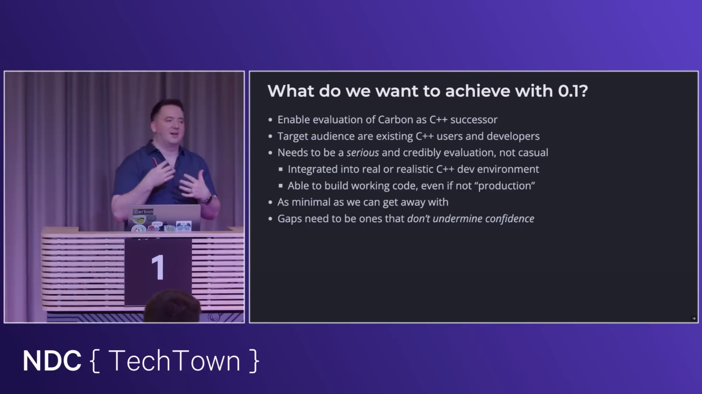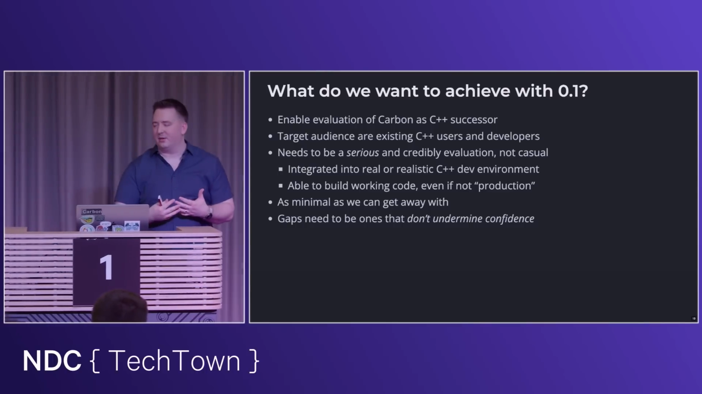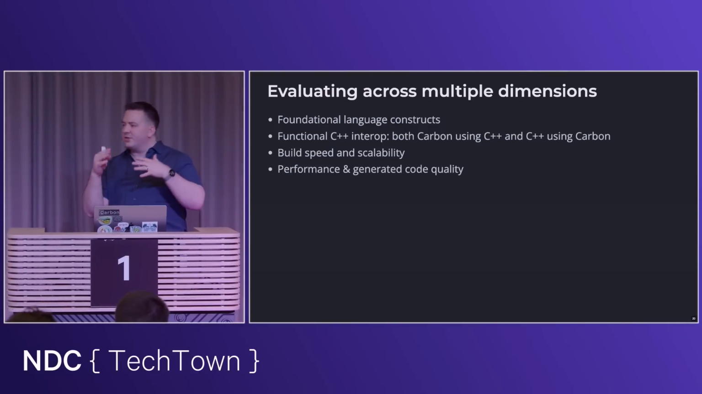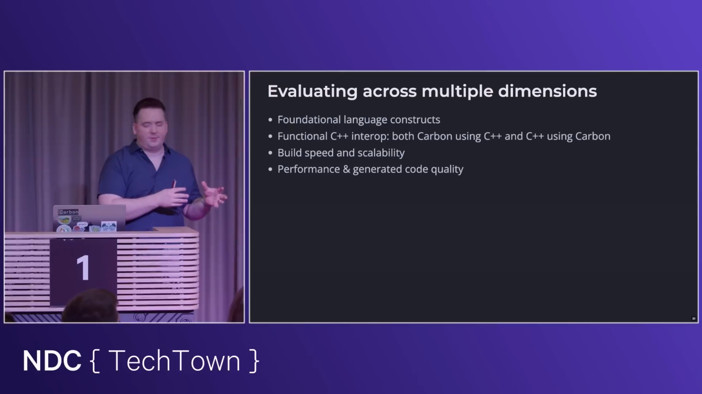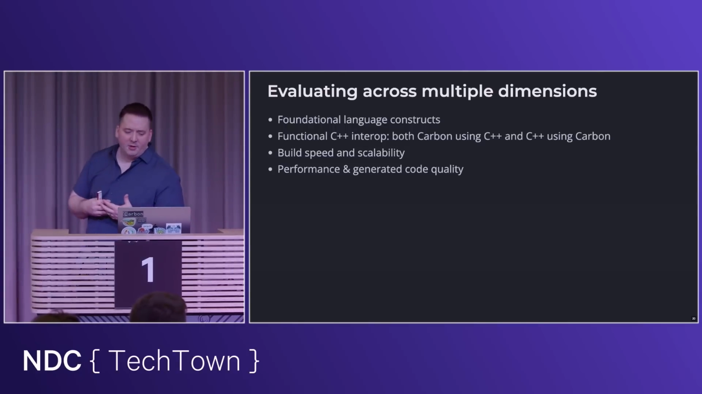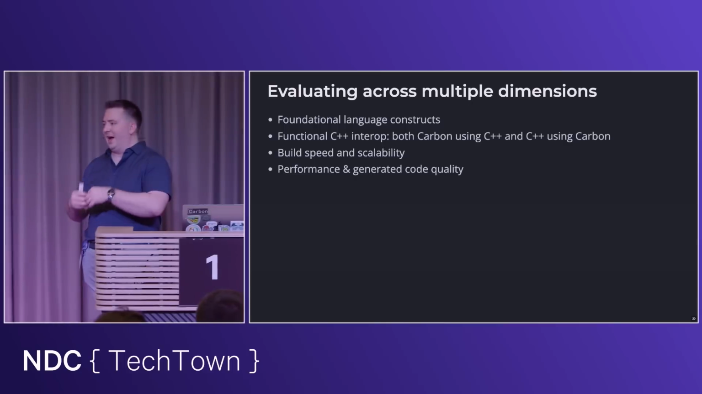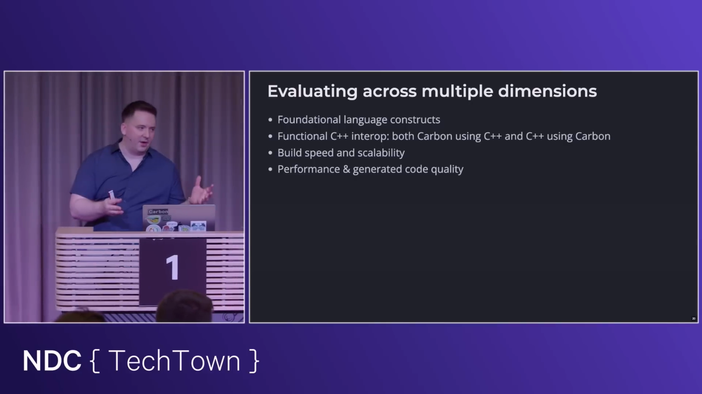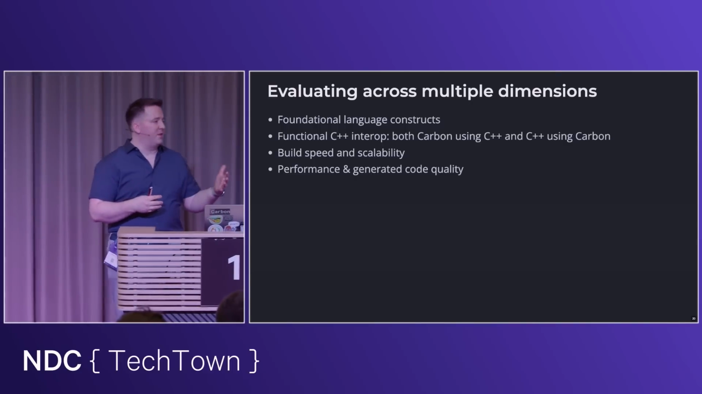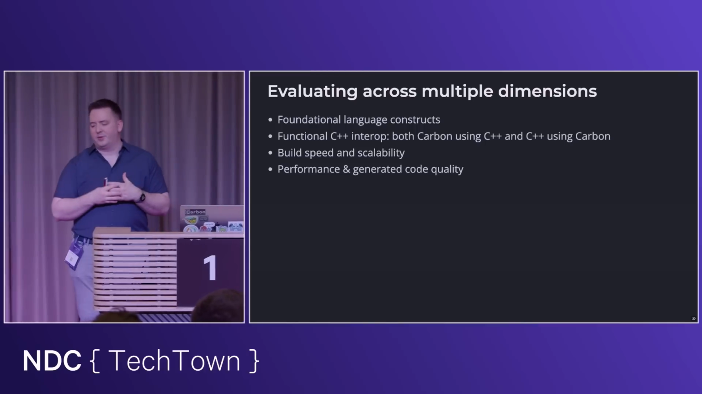That kind of confidence gap is one we do have to care about and we have to really close. And these aren't just the dimensions around language features. We have a bunch of different evaluation dimensions that we have to think about, from the fundamental language constructs, right? How do you handle generic code? How do you handle control flow? To things like the functional C++ interop. How do you call across the language boundary?